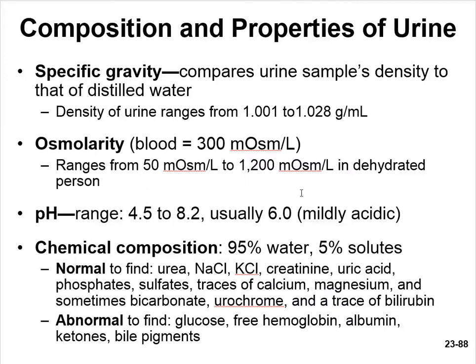pH should be 4.5 to 8.2. Usually it should be around 6 though, which is actually mildly acidic. It should have about 95% water and 5% solutes. It might be normal to find urea, sodium chloride, potassium chloride, creatinine, uric acid, phosphates, sulfates, some calcium, magnesium, even some bicarbonate, urochrome, and just a trace of bilirubin in urine, but it would be abnormal to find glucose, free hemoglobin, albumin, ketones, and bile pigments.